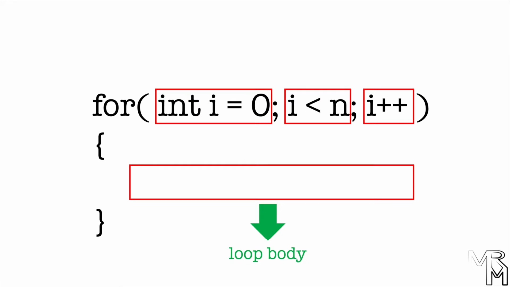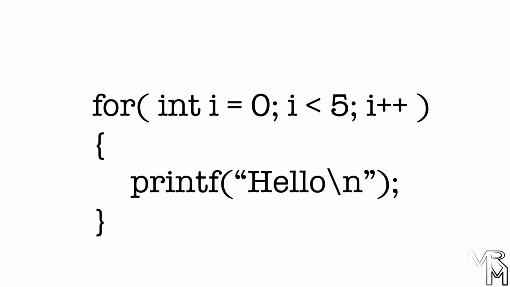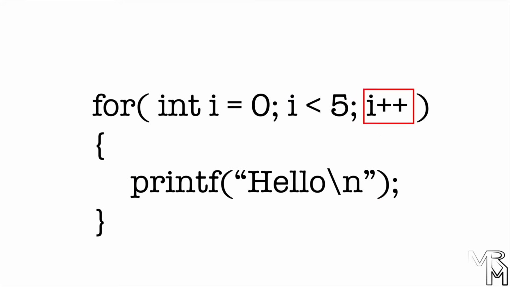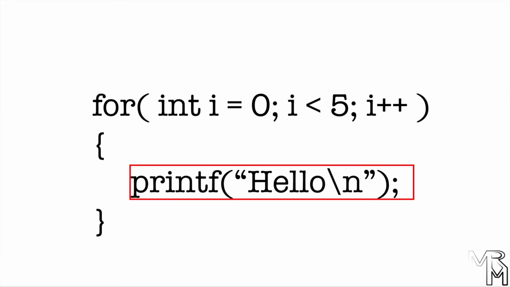Let me give you an example of a for loop. This piece of code will tell the computer, set the value of the variable i to 0. Check whether the value of the variable i is smaller than 5, and if it is, print hello. Increase the value of the variable i by 1. Check whether the value of the variable i is still smaller than 5, and if it is, print hello again. And again, while the value of the variable i is smaller than 5.